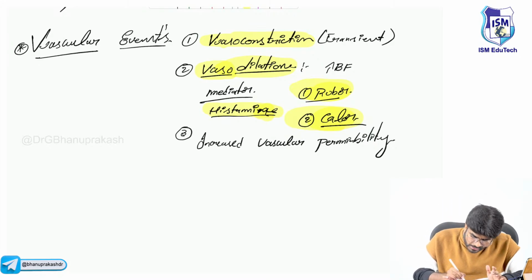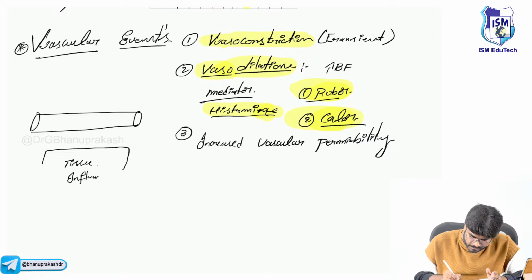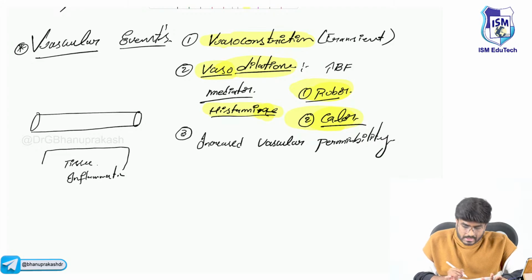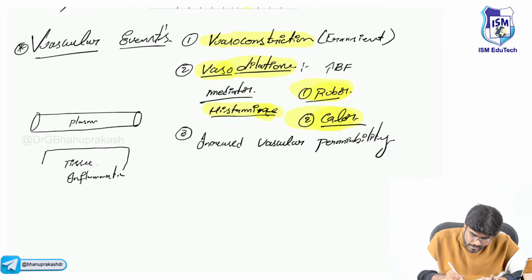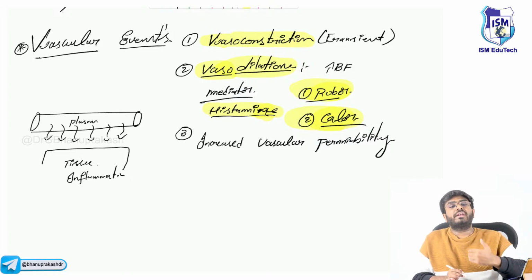Now try to understand it like this. Imagine this is your blood vessel. This is the tissue where inflammation is going on. Now, do you know what happens? The plasma from this blood vessel will start to leak into the tissue. So the blood vessels become more leaky, more permeable for the plasma to enter into the tissues.